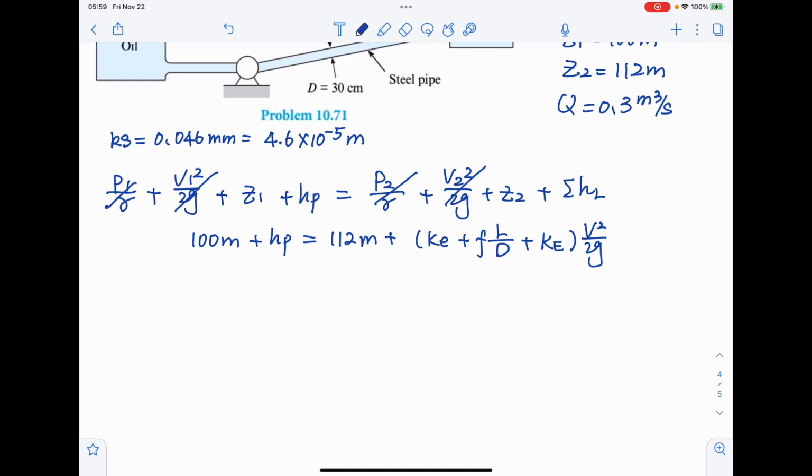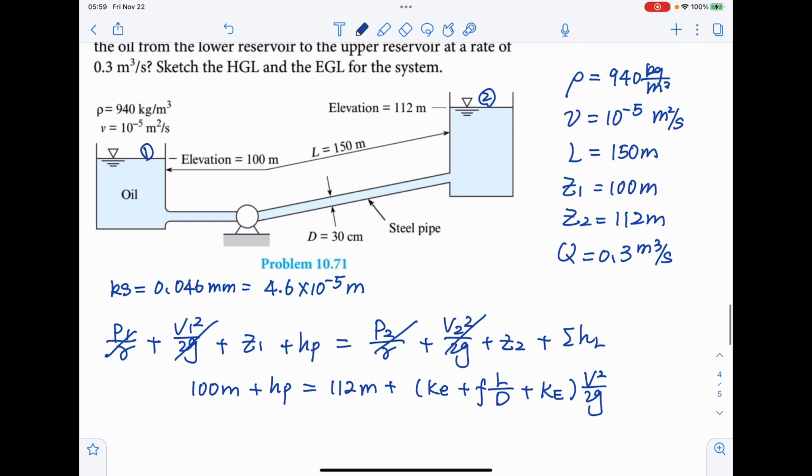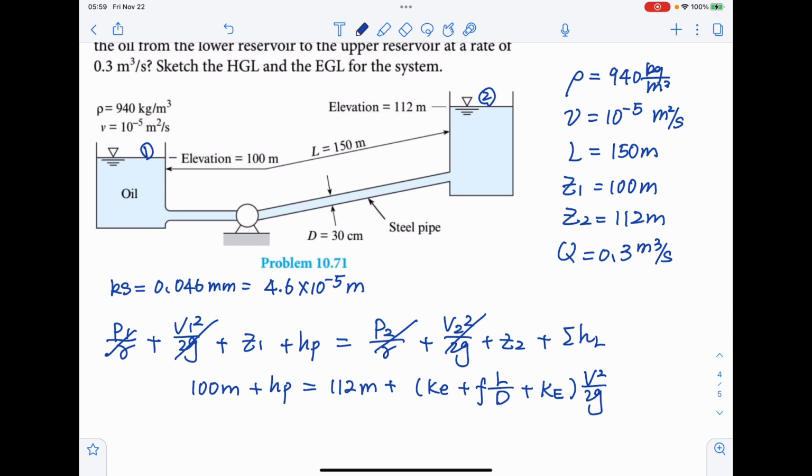So the V here is the velocity inside the pipe. So because we have a kind of entrance and exit. Okay. So this is for the K lowercase e for the entrance and the K uppercase E for the exit.